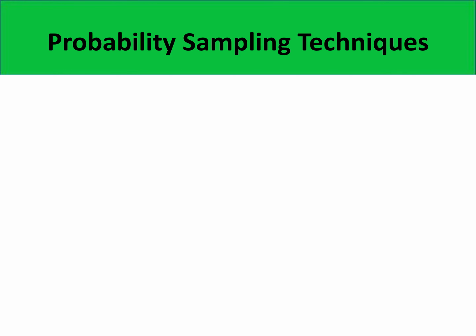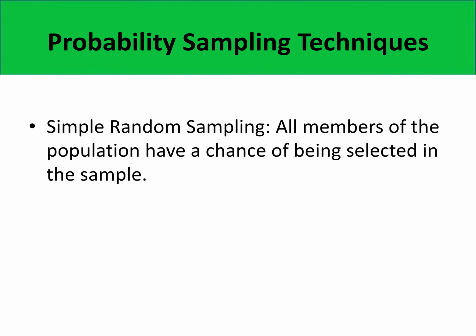Let us discuss the methods under probability sampling. The first one is simple random sampling or SRS. In this method, a listing of all the members of the population must be obtained. This list is called a frame.